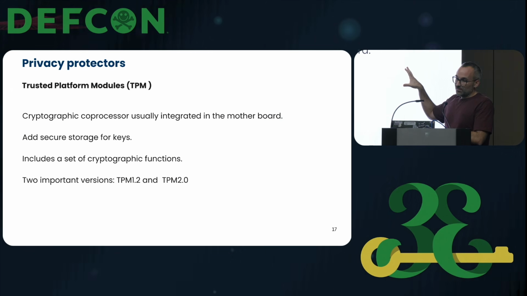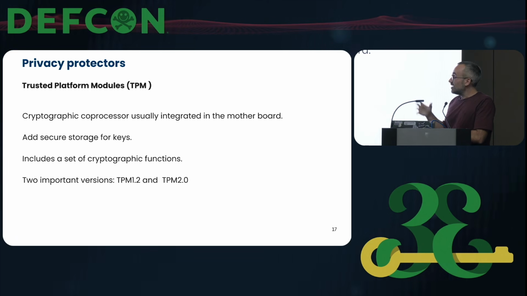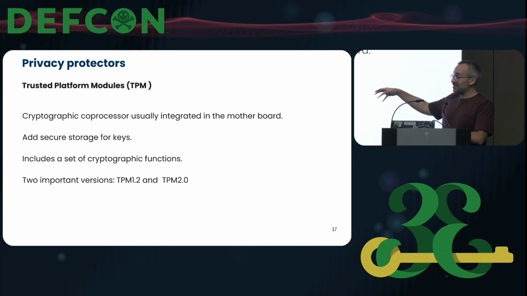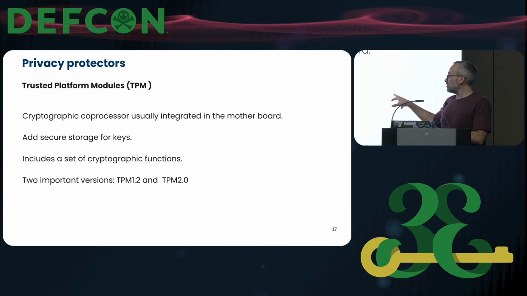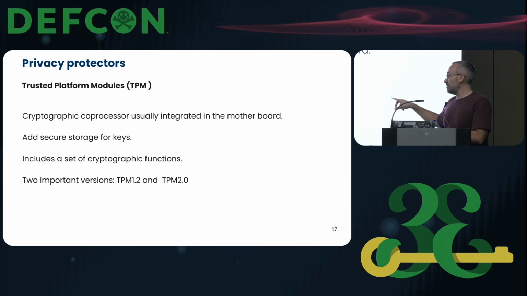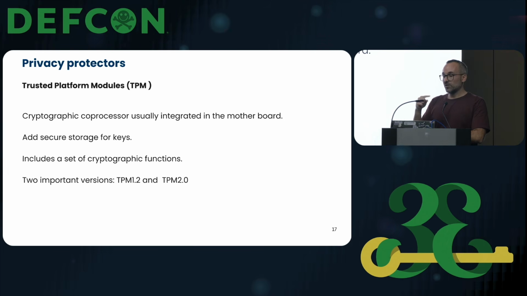One of that hardware is the well-known TPM, Trusted Platform Modules. They are cryptographic coprocessors, usually integrated in the same motherboard. They allow secure storage for keys, and they include a set of cryptographic functions. Nowadays, we have two important versions, TPM 1.2 and TPM 2.0. TPM 2.0 is very famous, because if you want to run Windows 11 on an old computer, you would need to include a TPM 2.0 in the motherboard.